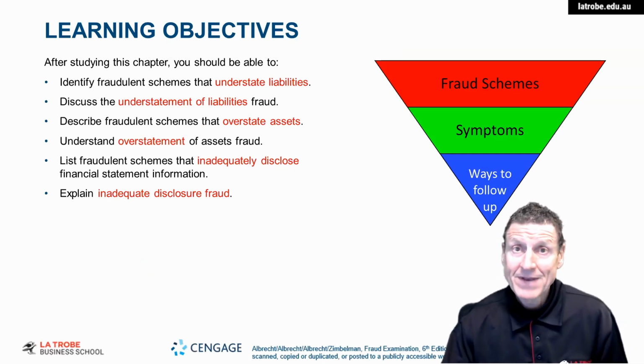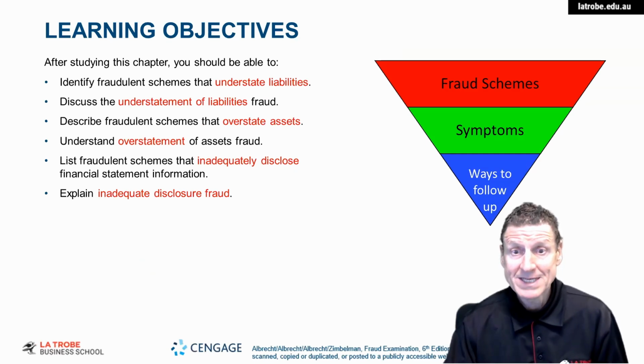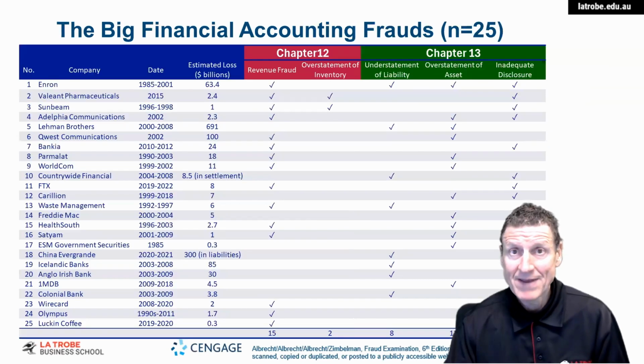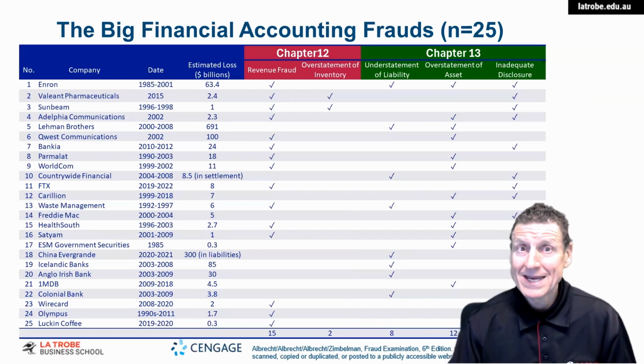As we have done in chapter 12, we look at the fraud schemes, we look at the symptoms and the ways to follow up. Let's get into this, shall we? And let's start with our cases. Yes, there we have our top 25. Now, as you learnt in the last chapter, there are some other cases that could fit into this 25, making the top 30. I would have to do a bit more research on that. But for now, the patterns are plain to see.